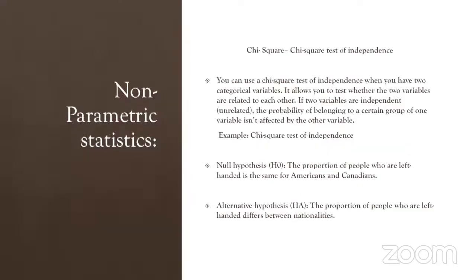Next. Non-parametric statistics, chi-square, already discussed. Two hypotheses are there, null hypothesis and the alternative hypothesis. Okay, next.